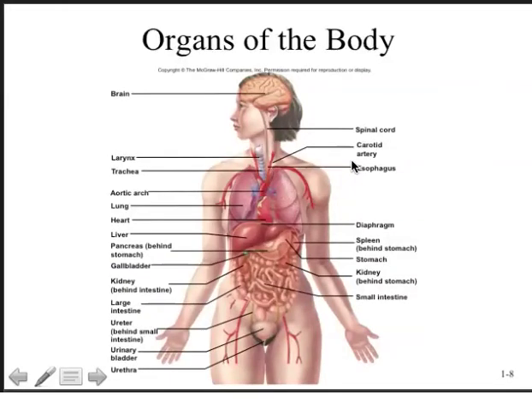Now this is just a quick map of the organs of the body. So this is a way to orient you as to some of the locations of the vital organs. If we start at the top, you can see here the brain, which sits inside the cranial cavity.